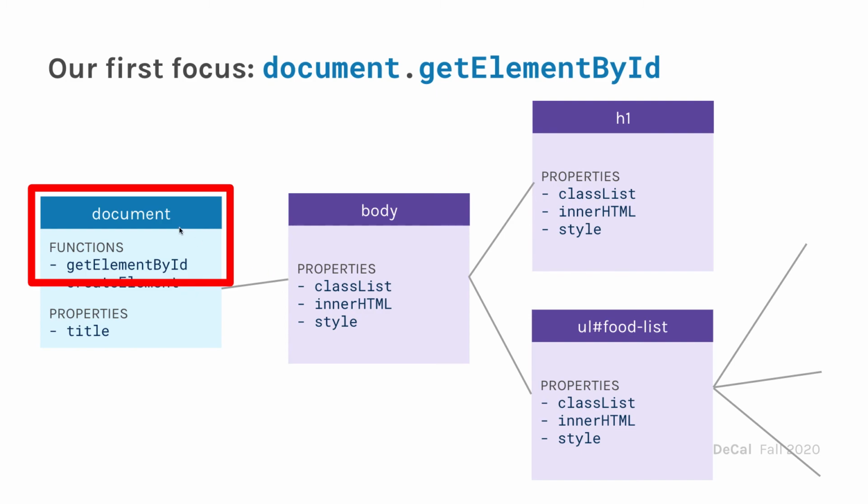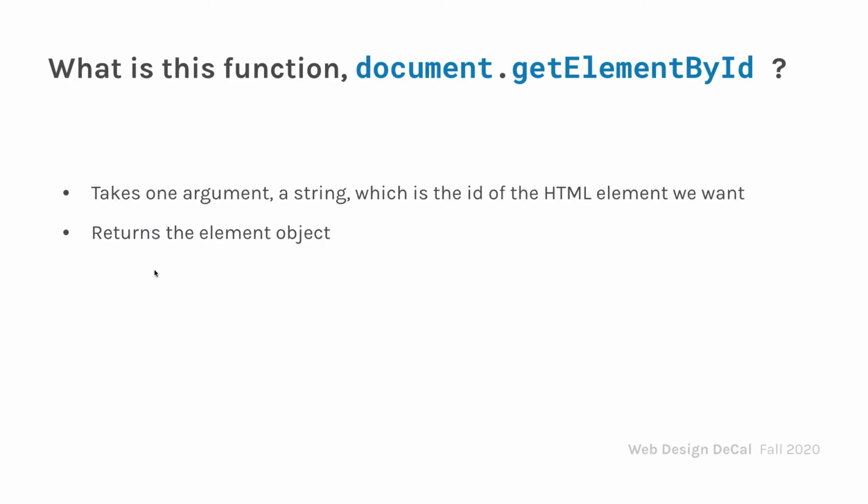Again, like I said, document is preloaded. It's already built into all browsers. That's why, again, don't name any variables document. Our focus for today is going to be getElementById. You can see that document has a function within it called getElementById that only document can use, not any other object. So it's good to note that.